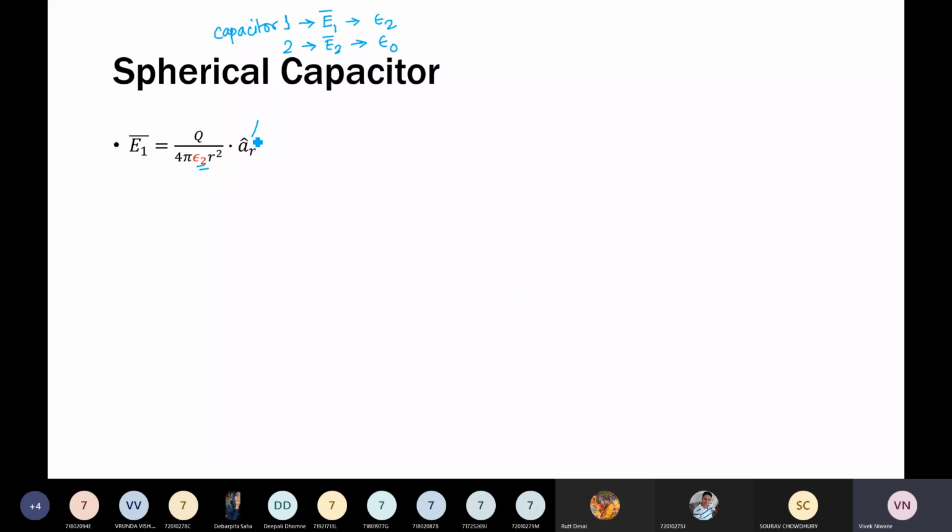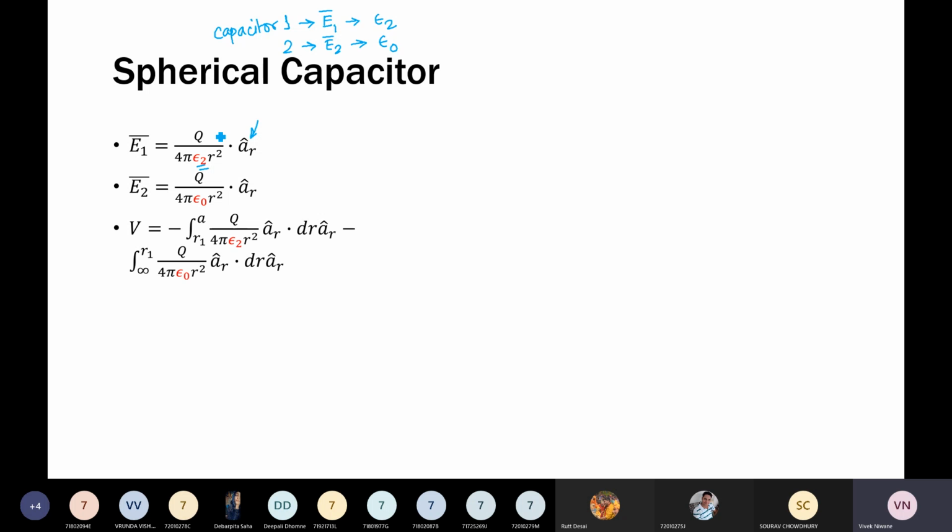Okay. We are referring to AR cap because everything will be in the radially outward direction. Spheres, cylinders, we usually have AR cap, radial directions. Okay. And E2 has Q upon 4 pi epsilon 0 R square dot AR cap. Fine. So put the values into the expression. In both cases, our dl bar will be dr AR cap. So we have written these as dr AR cap.